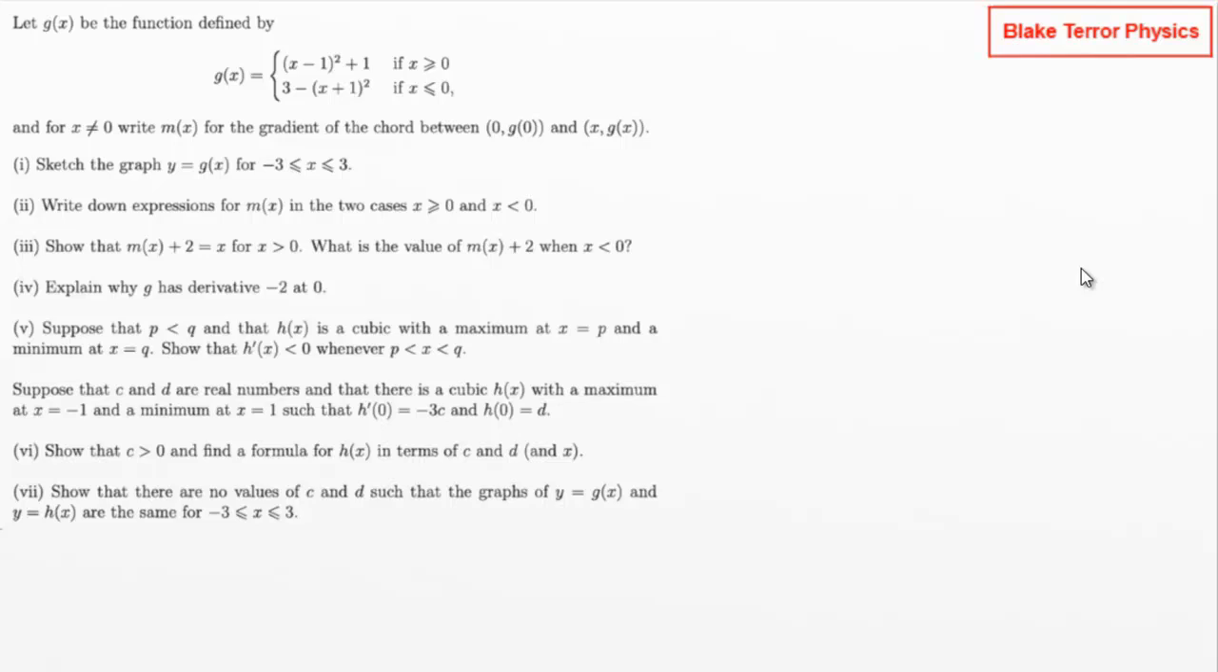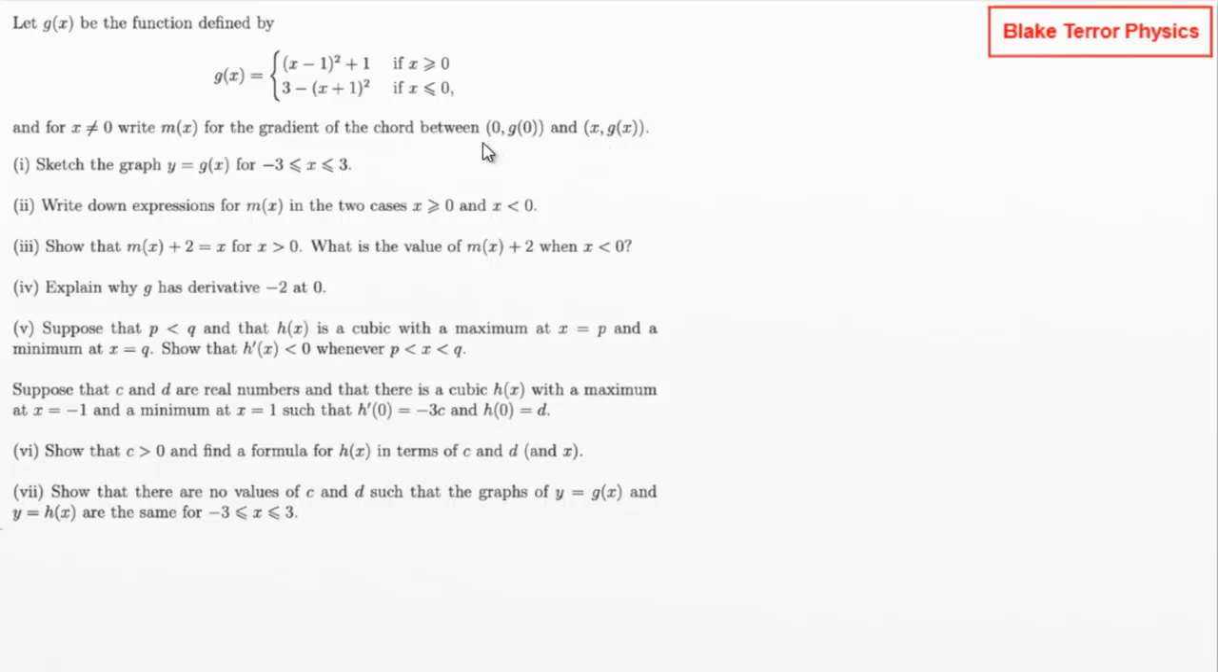Hello, this is question 3 from the 2018 MAT. Let g of x be the function defined by all of that. So this is another one of these functions where they've split it depending on whether x is greater than 0 or less than 0. And for x not equal to 0, we can write m function of x for the gradient of the chord between these 2 points.